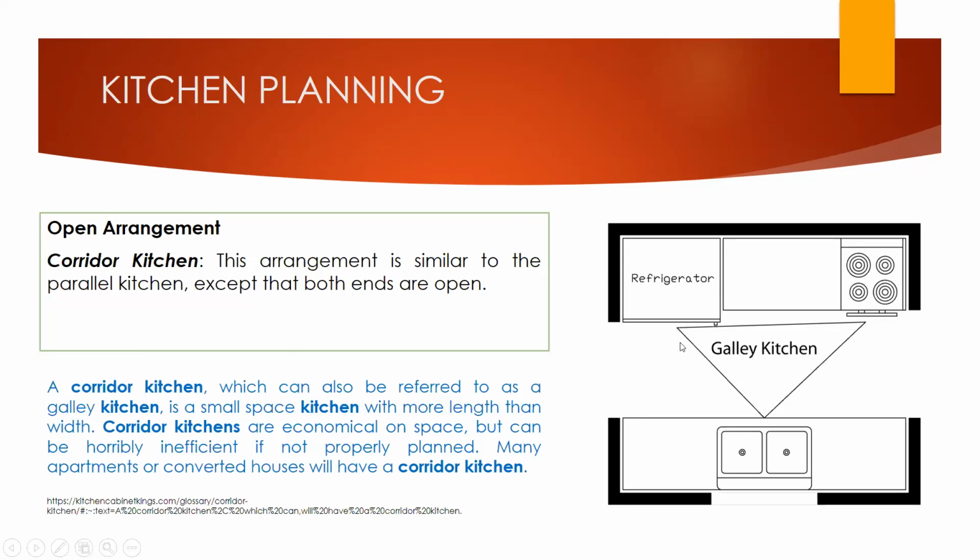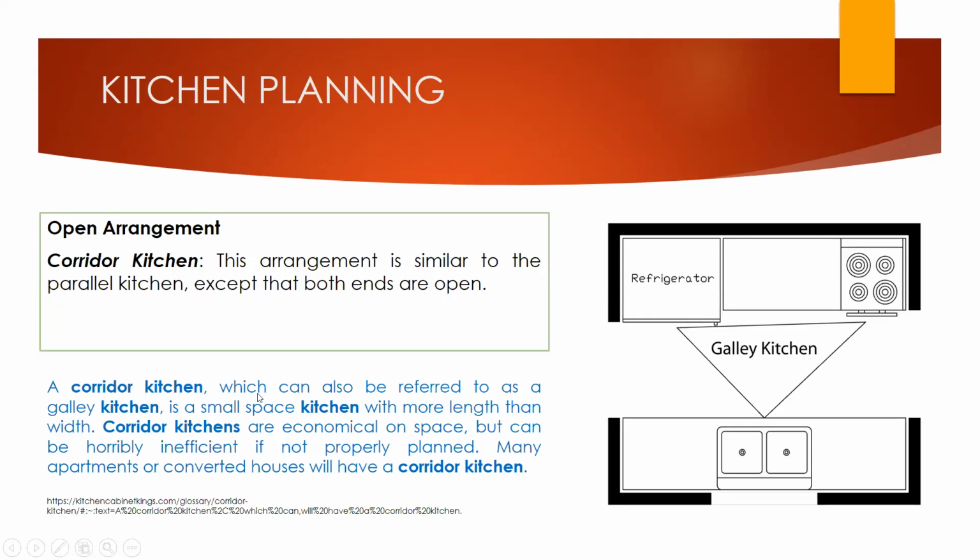So I don't like this corridor kitchen because I don't think it's intelligent to have a kitchen, a place where we have a lot of hazards, a lot of heat, a lot of people working with knives, etc., and people walking all the time here, especially kids. But this is a kind of layout that exists. We need to talk about it. So this arrangement is similar to the parallel or galley kitchen, except that both ends are open, as you can see. So this is the corridor.